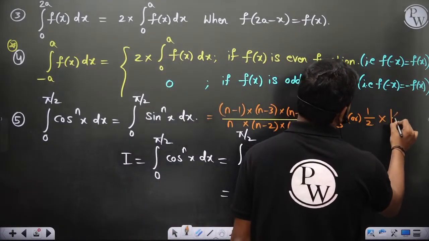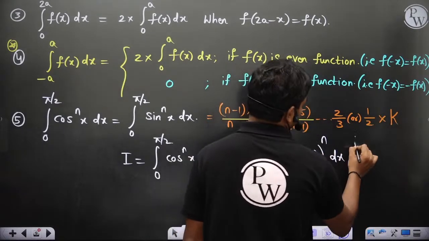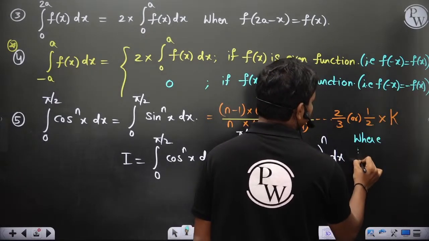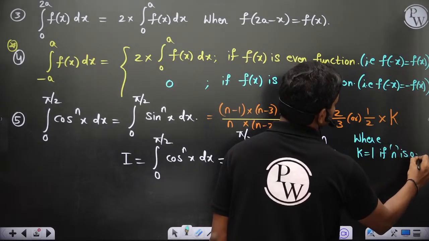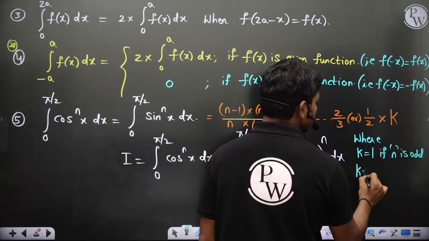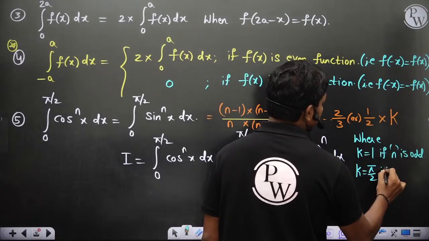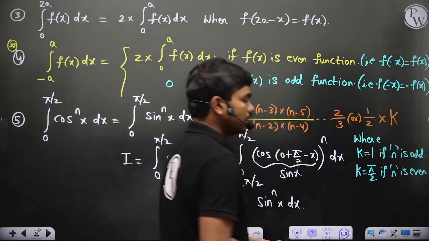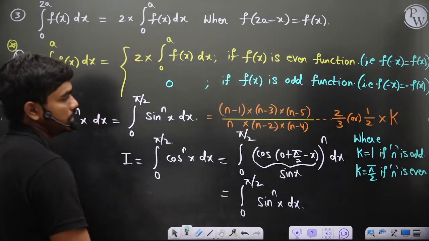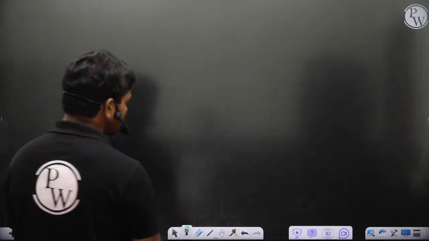What is the value of k? k is equal to 1 if n is an odd number, and k is equal to pi by 2 if n is even. So if n is even, then k is of course pi by 2 here. So let me give an example to show you.